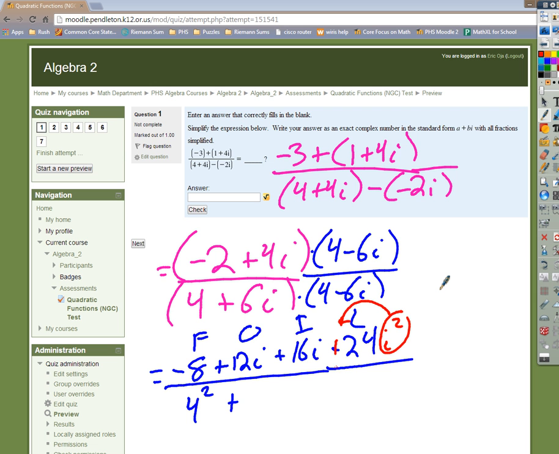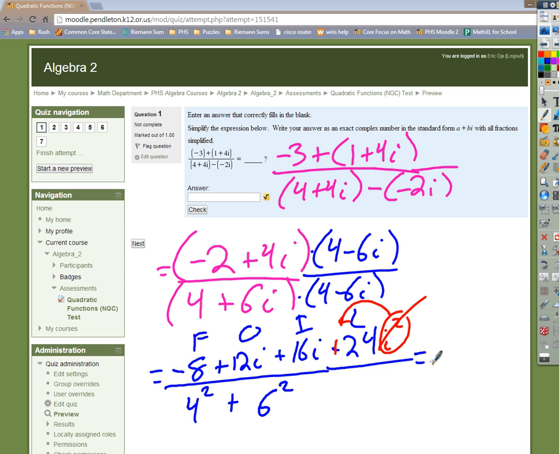So that makes that a plus, doesn't it, up here? On the bottom, it does the same thing. Instead of a minus 36i squared, we're going to get a plus 36, right? 4 squared plus 6 squared. A is 4, B is 6, right? Because on the bottom it's a plus bi and a minus bi. Okay? Make sense? So then what do we end up with?